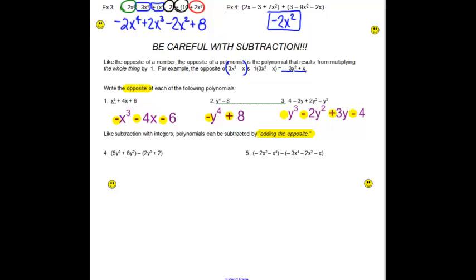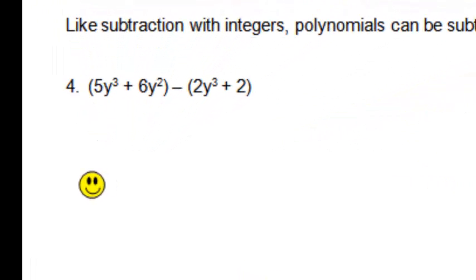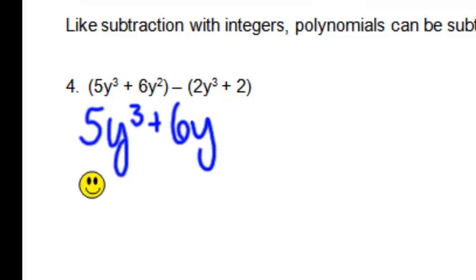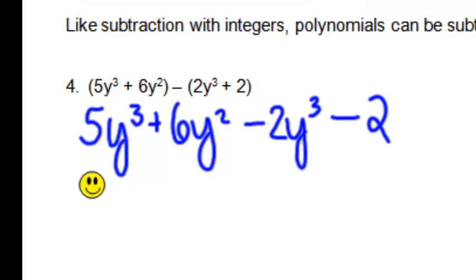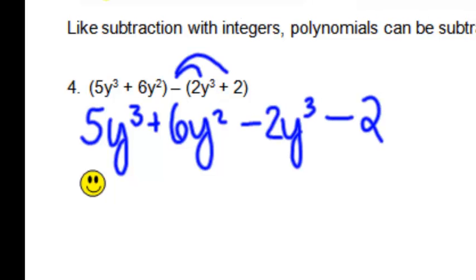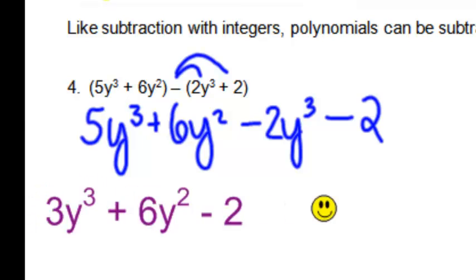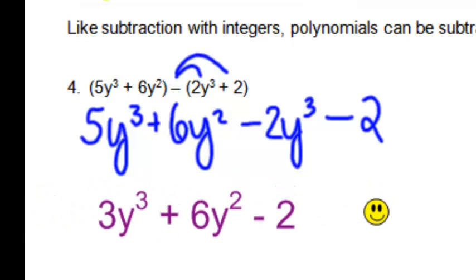Now, like subtraction with integers, polynomials can be subtracted by adding the opposite. I would suggest that you write it all out. Do not try to do this in your head. So we're going to rewrite the problem: 5y cubed plus 6y squared minus 2y cubed minus 2. You have to distribute that negative. Okay? So then we can combine away, and if you do that, you should get a final answer of 3y cubed plus 6y squared minus 2.